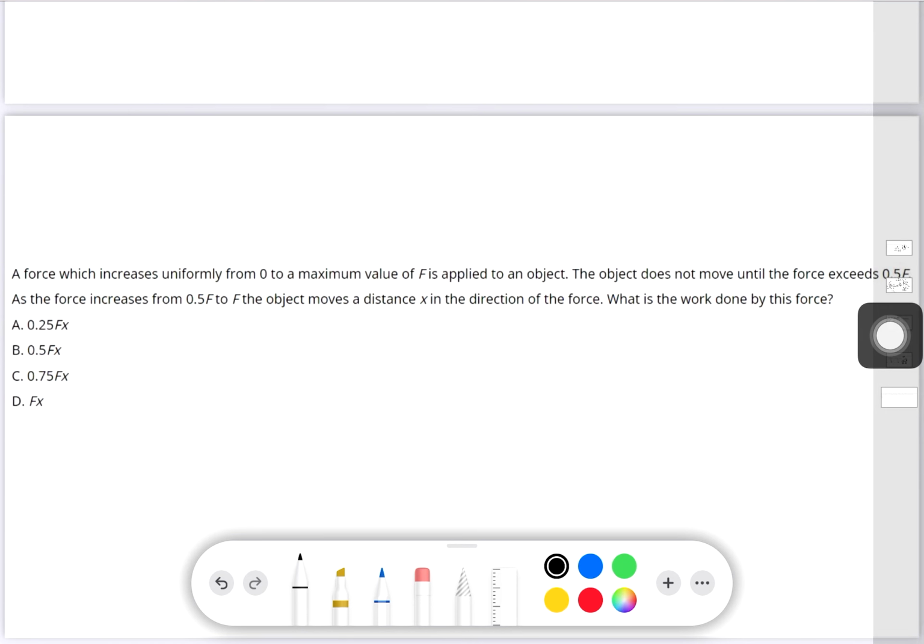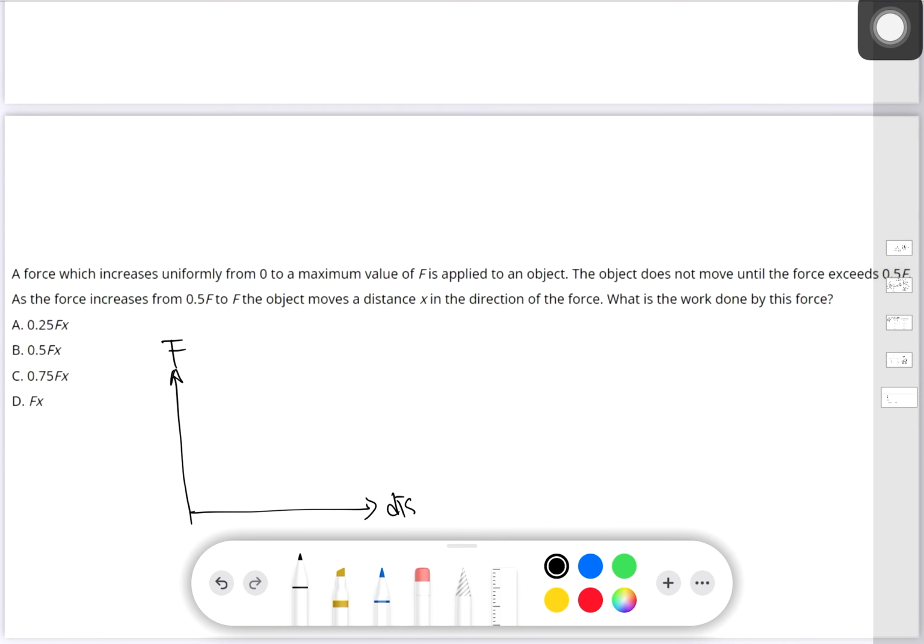For our last question, this is a force, or a mechanics question. There's actually two ways to do this. So there's actually one way. So the force, let's draw a force against displacement. So it increases from 0.5 to there. So this is how it increases with displacement until it moves a distance of x.